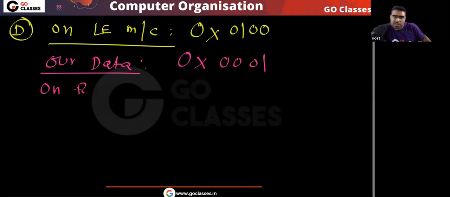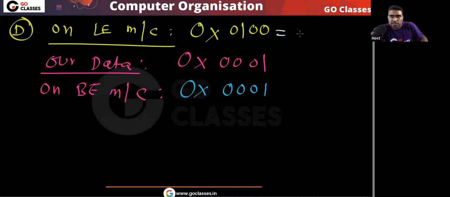On the big Endian machine, what does your data look like? On the big Endian machine, your data looks like this. Now, if you convert it, let's call it LE. Let's call it BE.